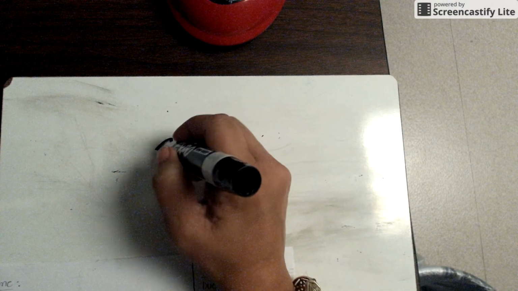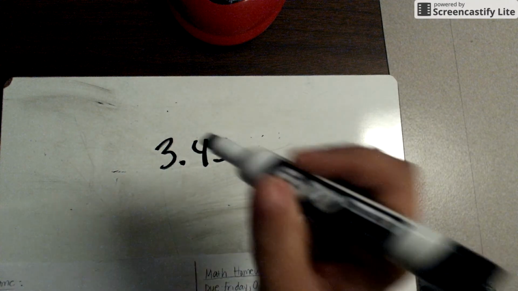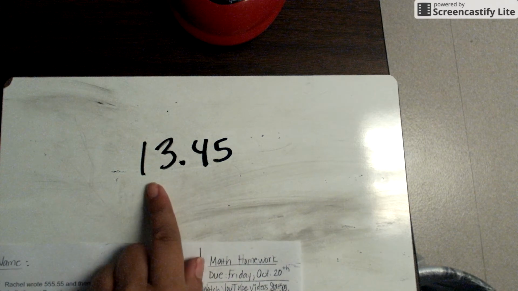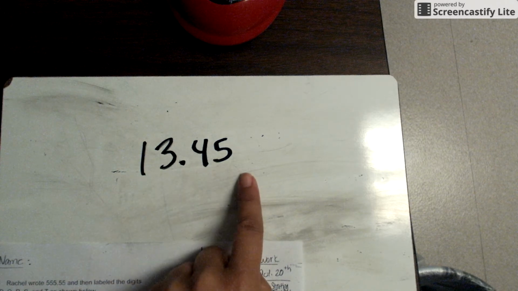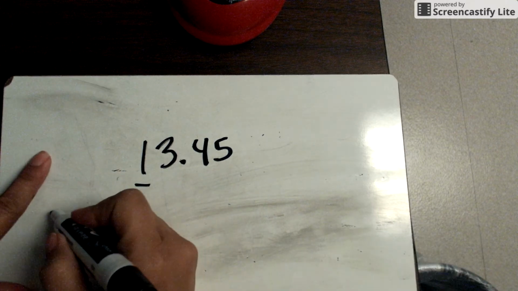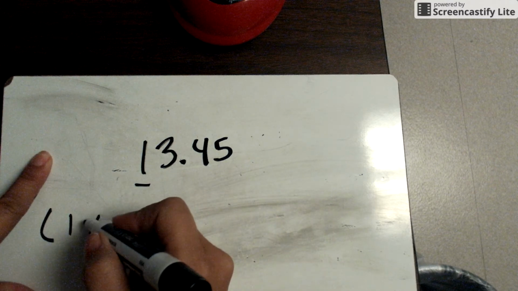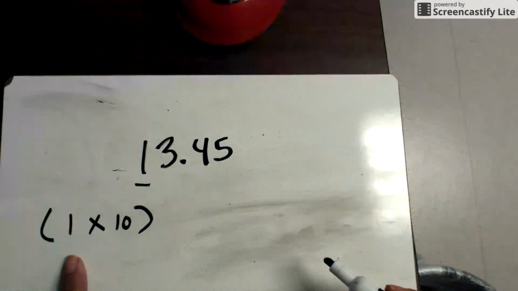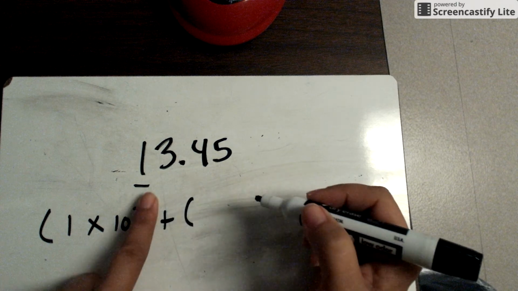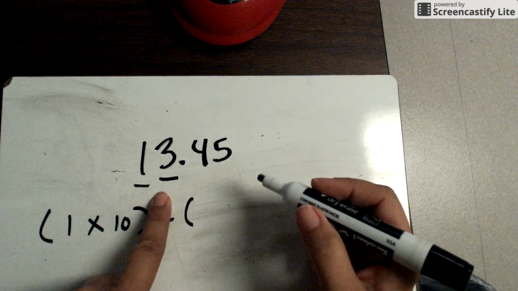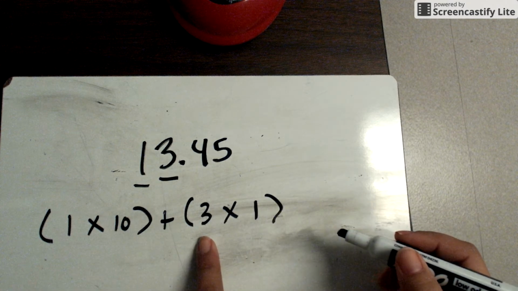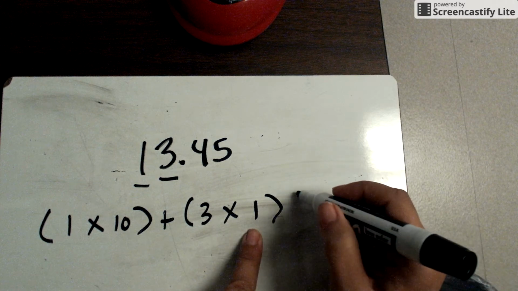So if I were to have, for example, the decimal 13 and 45 hundredths, I need to be able to write that in expanded notation. So this would read 13 and 45 hundredths, and I know I'm going to start on the very left-hand side. That 1 is in the tens place, and I have one of them, so I would write that I have 1 times 10. That means I have 1 in the tens place. Plus, I look at my next digit. It's a 3, and it's in the ones place, and there's 3 of them. So I would write that I have 3 times 1, and that means the same thing as having 3 ones.